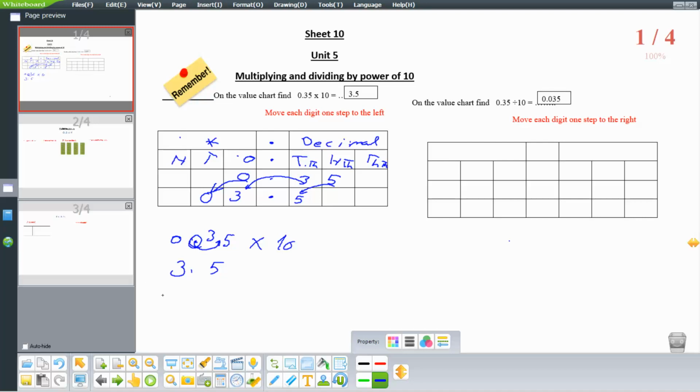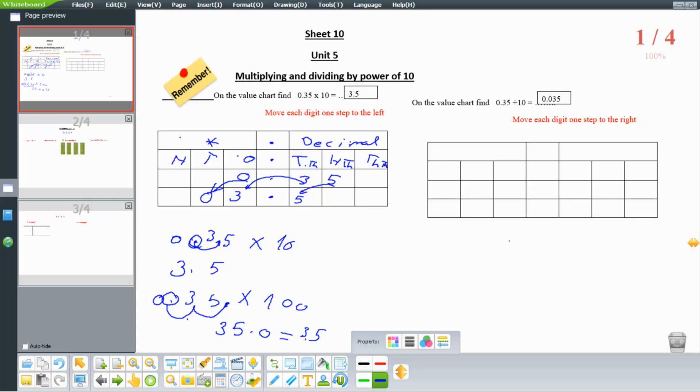Okay. If I have another example, 0.35 times 100, we are going to move the decimal point how many digits? Yes, 2 digits because we have 2 zeros. So the decimal point will be here. 1, 2. So it will be 35 decimal point 0, which equals 35.